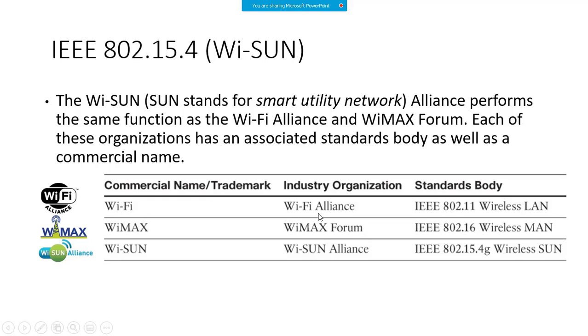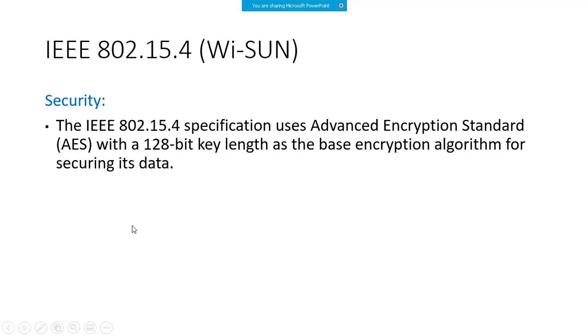Wi-Fi is developed by the Wi-Fi Alliance, and that's 802.11, right? And WiMAX is again 802.16, and Wi-SUN, that's what we are talking about, is 802.15.4. So the Wi-SUN Alliance performs the same function as the Wi-Fi Alliance and the WiMAX Forum. Each of these organizations has an associated standard body as well as a commercial name. This is just to show you where Wi-SUN and 802.15.4 stand in comparison to Wi-Fi and WiMAX.